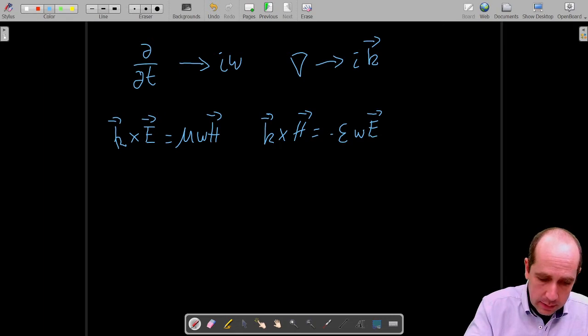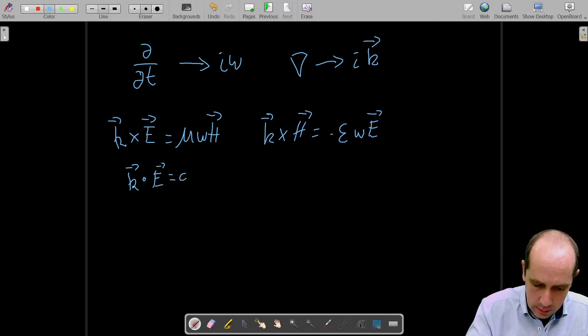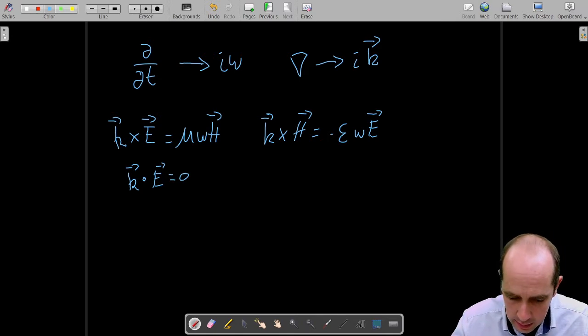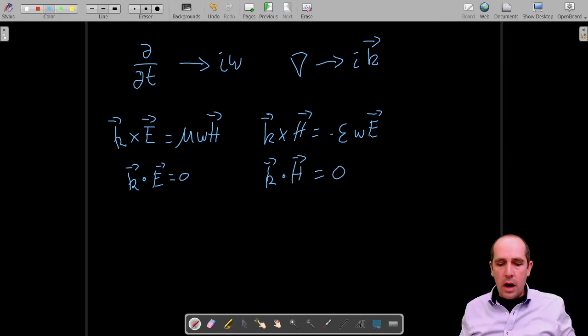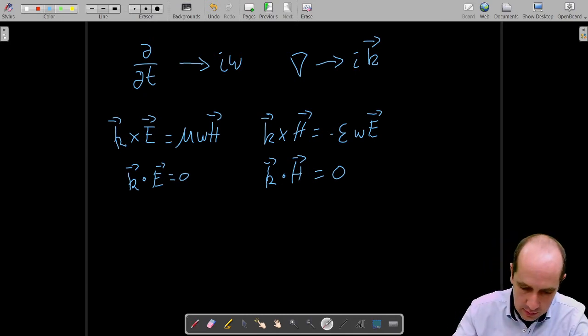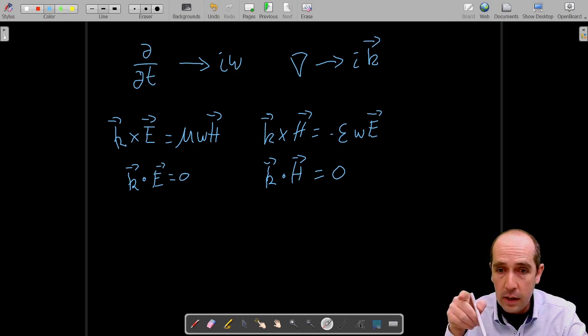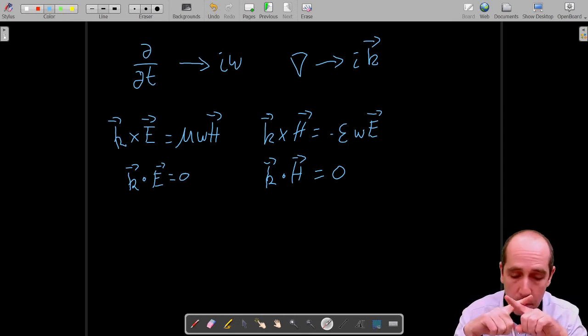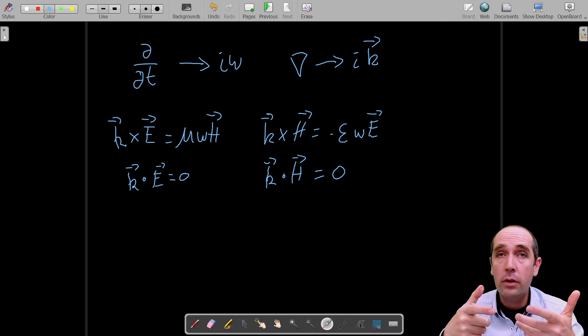You have that k dot e equals 0, and that k dot h equals 0. Okay, so from these two expressions here in the bottom, this one and this one, what we obtain is that the electric and the magnetic fields, they are both perpendicular to the k vector.